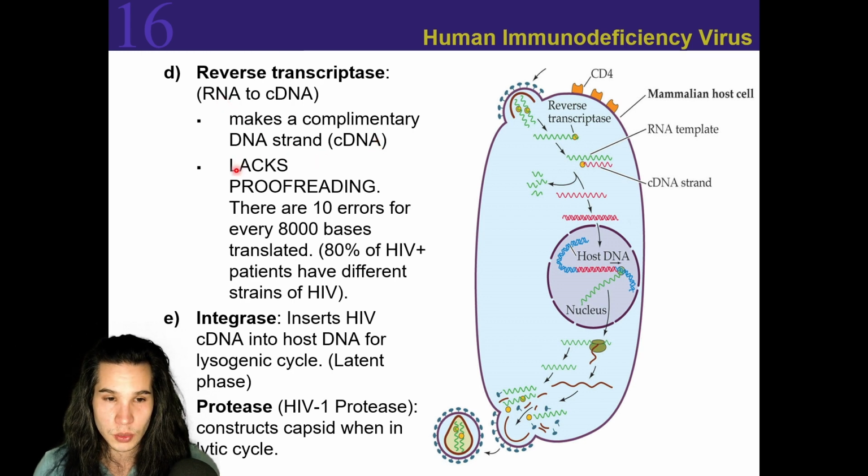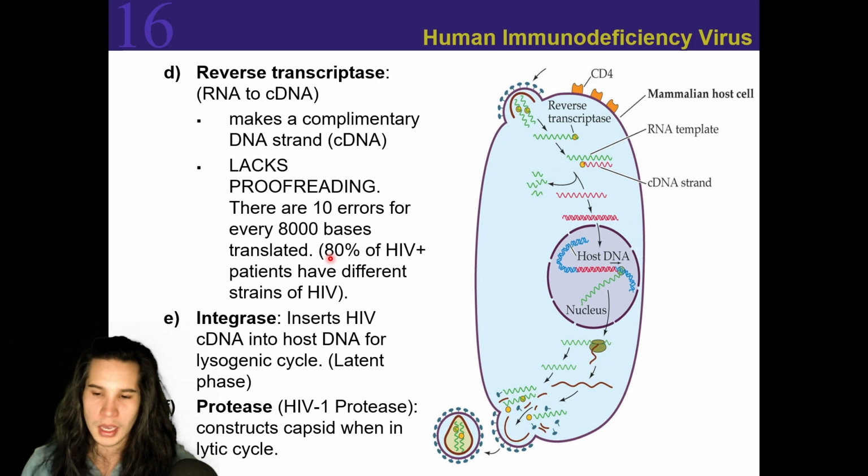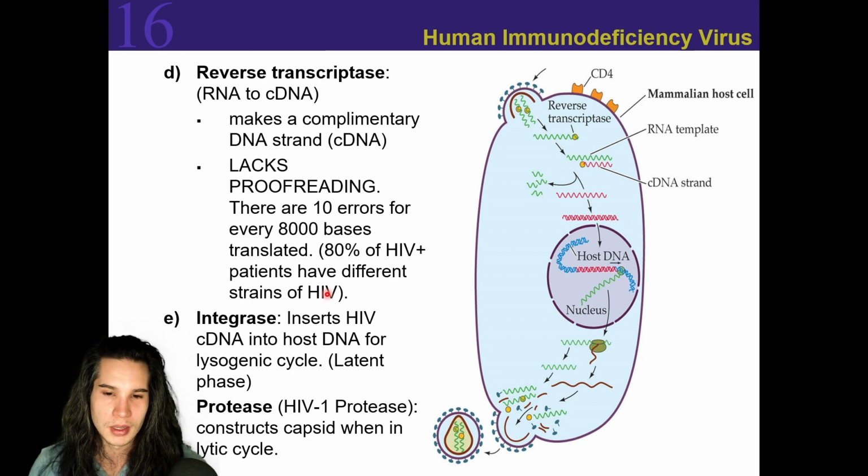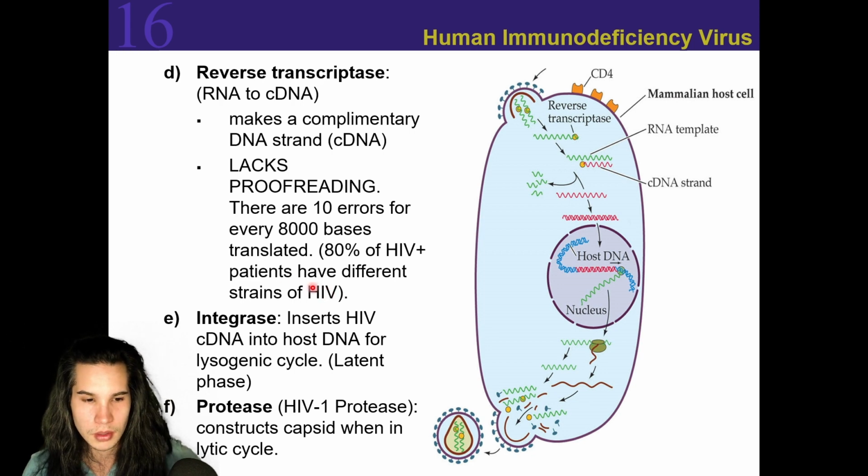And then another thing is, when it's creating that complementary DNA, it actually lacks good proofreading. And so there's roughly 10 errors for every 8,000 bases translated. That's why HIV is such a hard virus to combat, because 80% of HIV patients will have different strains. Every time they multiply, you're essentially creating a new strain because it's going to be genetically different.